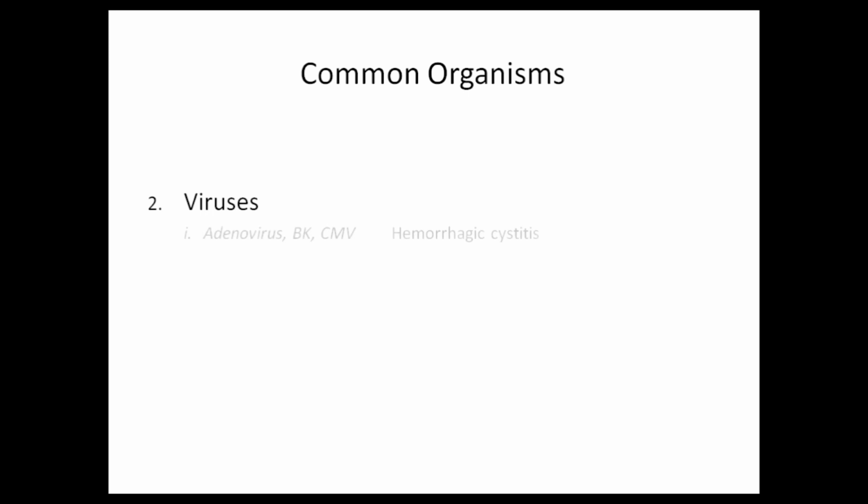Viruses cause UTI mostly, or almost always, in immunocompromised patients, like patients going through chemotherapy or transplant patients. The viruses in this category are adenovirus, BK virus, and CMV. CMV is associated with hemorrhagic cystitis. Another drug which also causes hemorrhagic cystitis is cyclophosphamide. You should remember it because it will help you in your exams.